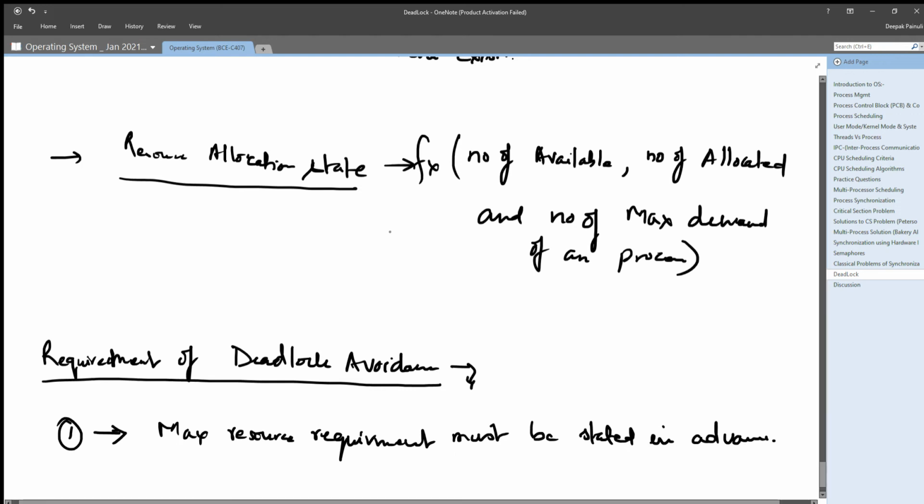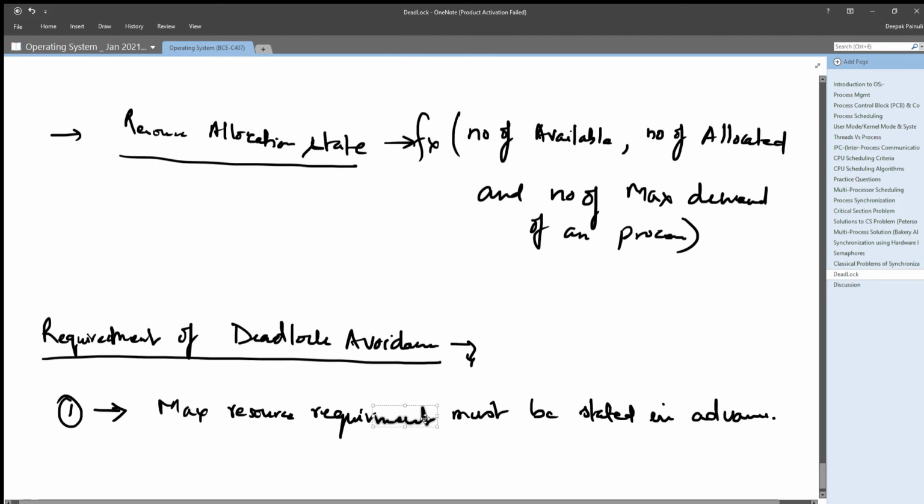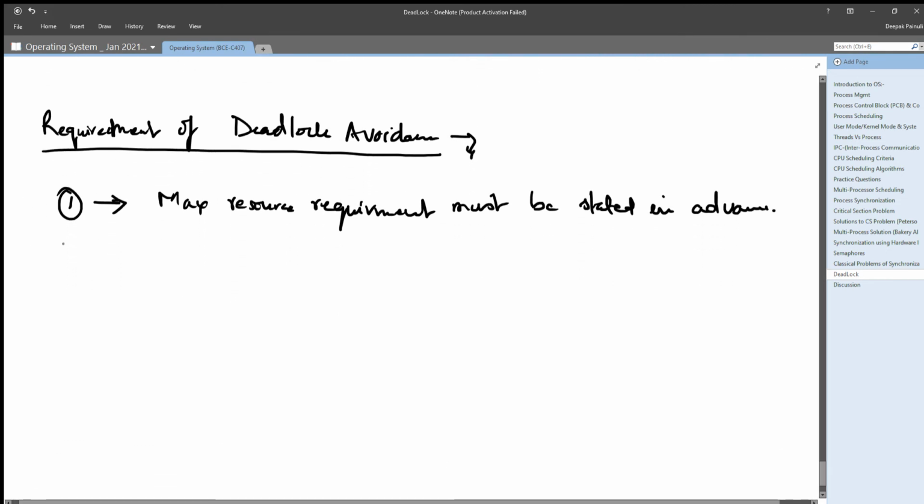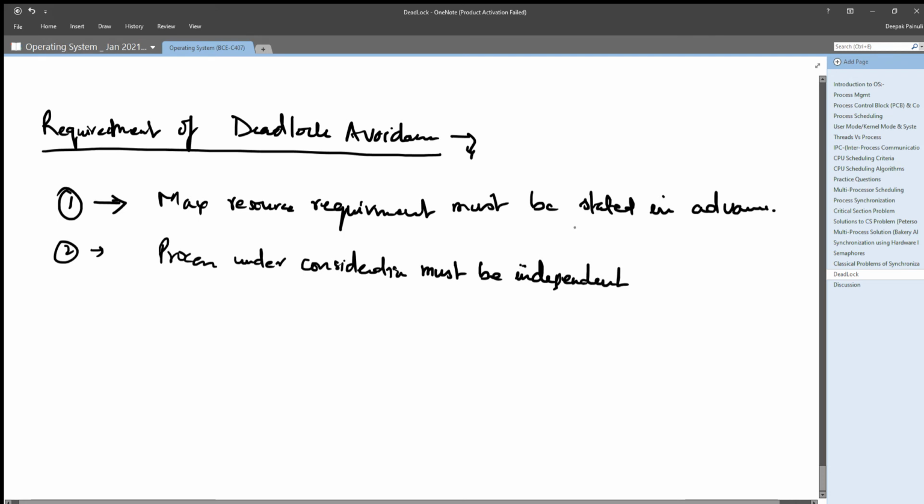So the second requirement is that the processes under consideration must be independent, because if they are independent, that means no synchronization is required, right? That means the OS need not worry about synchronization.